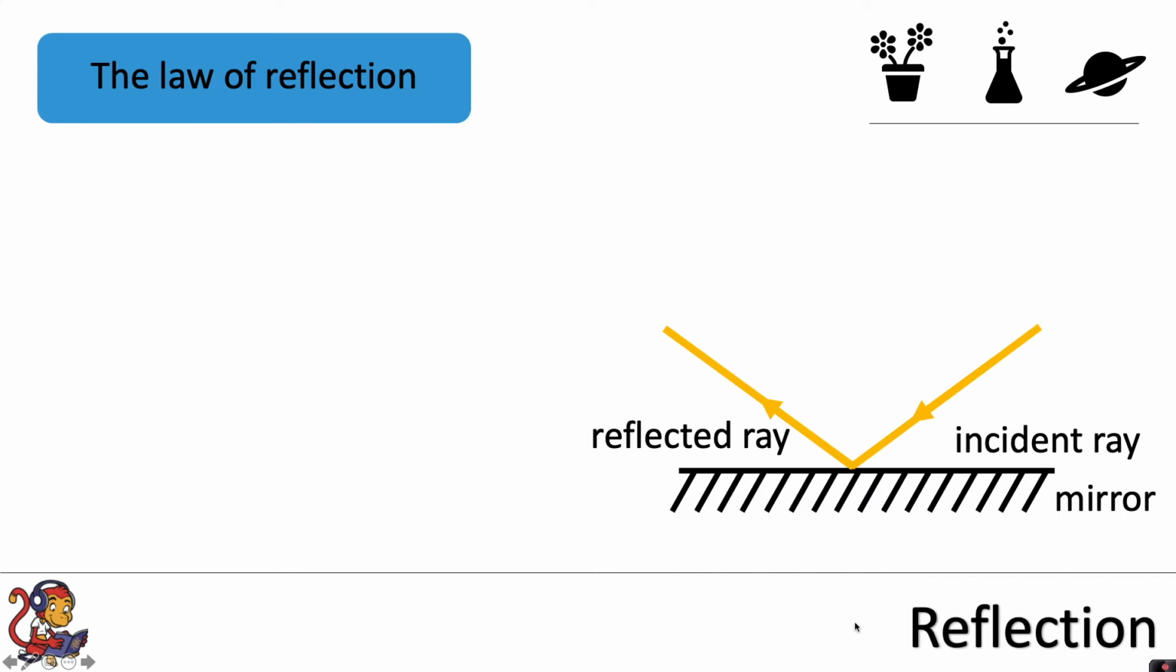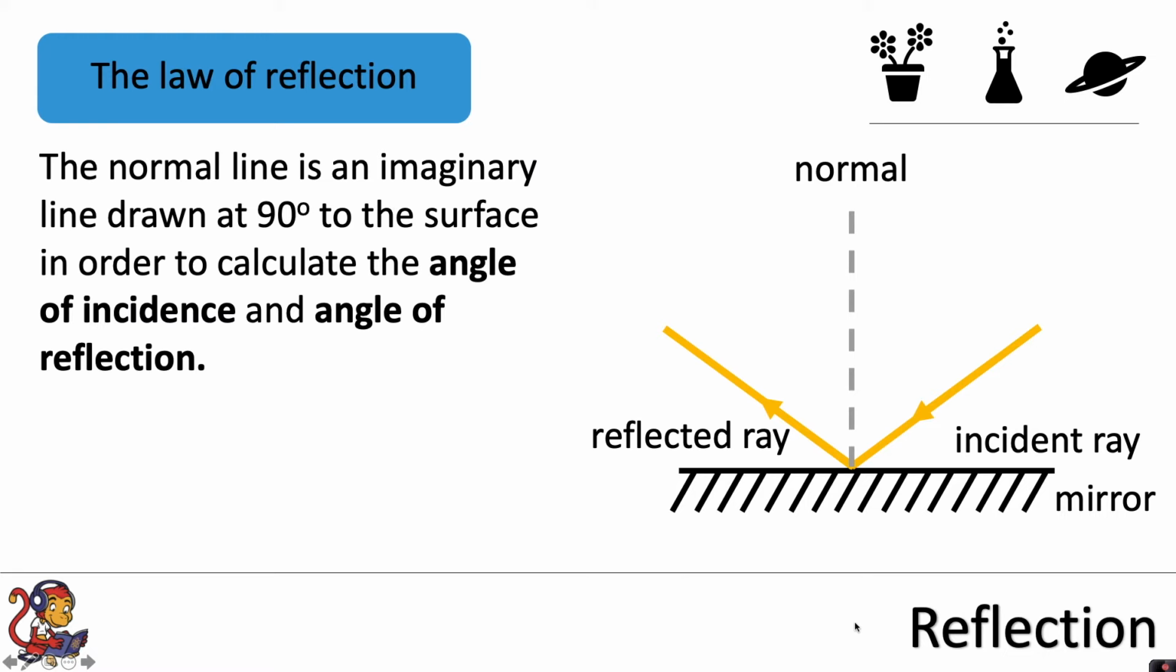When we draw these ray diagrams, we would also draw on an imaginary line called the normal line. The normal line is an imaginary line drawn at 90 degrees to the surface in order to calculate the angle of incidence and angle of reflection. So when you draw this line on your diagram, it must be 90 degrees to the surface, so in this case 90 degrees to the mirror.